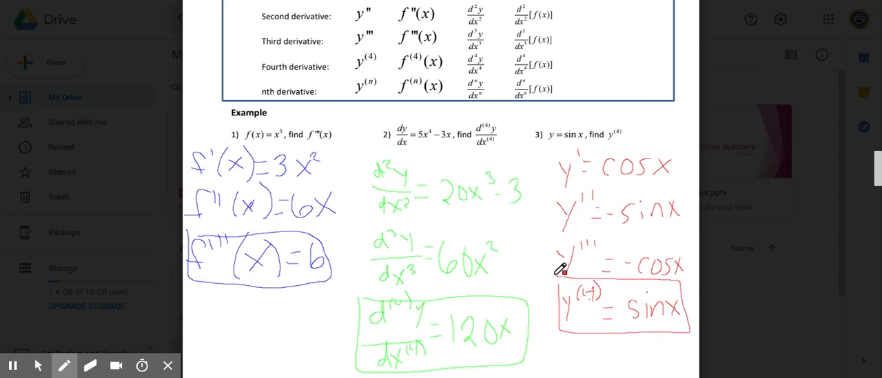And that's really all there is right now to higher order derivatives. More will come in the next unit about what these mean. But for now, just know what it means to take a higher order derivative.